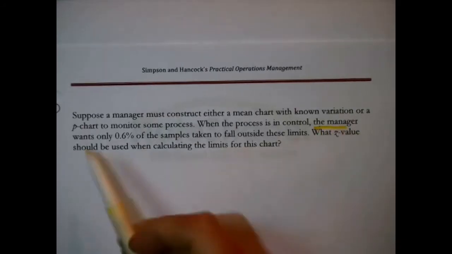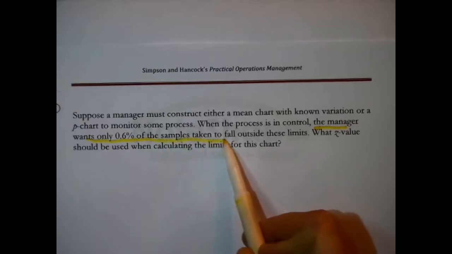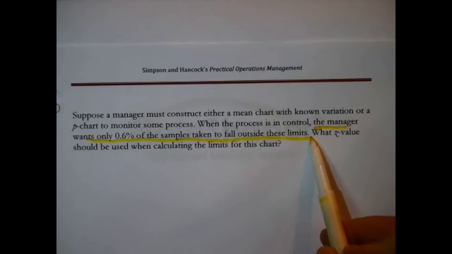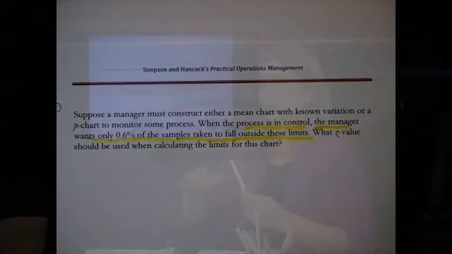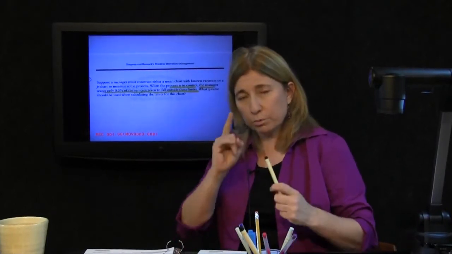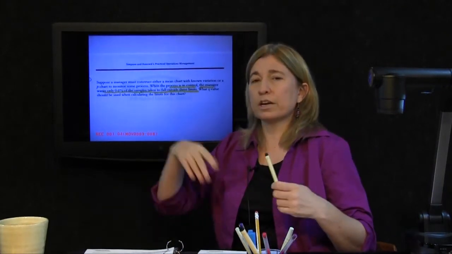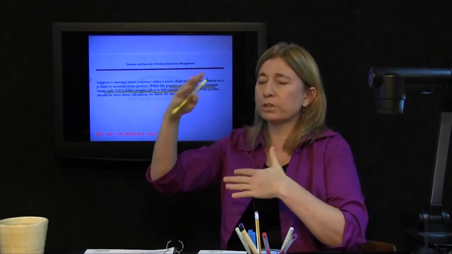The manager wants only 0.6%, less than 1%, of samples taken to fall outside those limits when the process is in control. Before we go any further, let's stop and talk about this. This is what I mean by a risk of being wrong. The process is in control. Theoretically, the samples should not fall outside the limits, right? Because being within the limits is supposed to represent being in control.